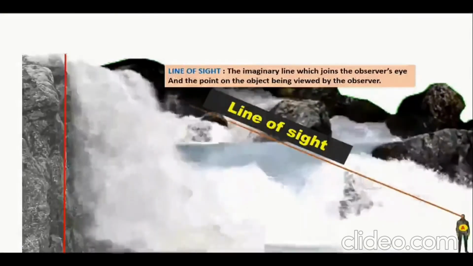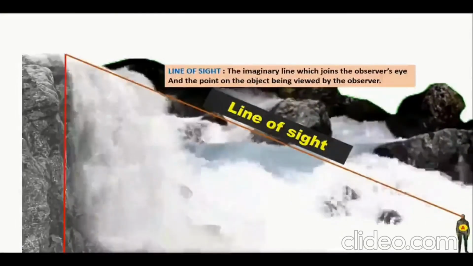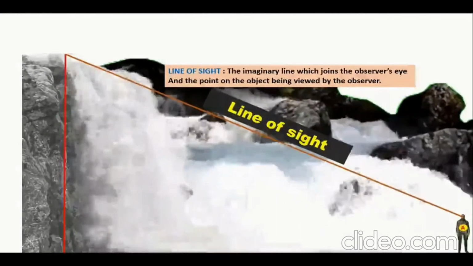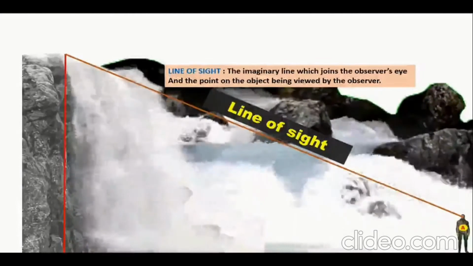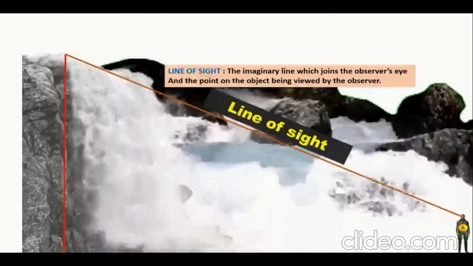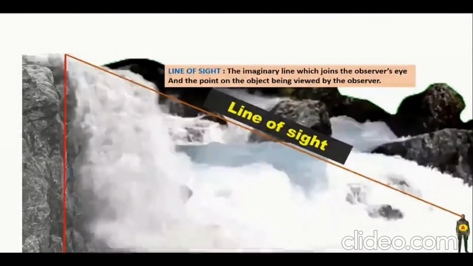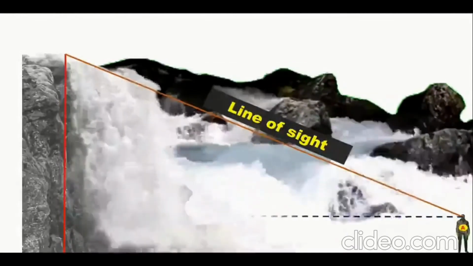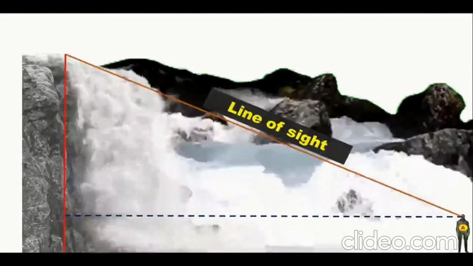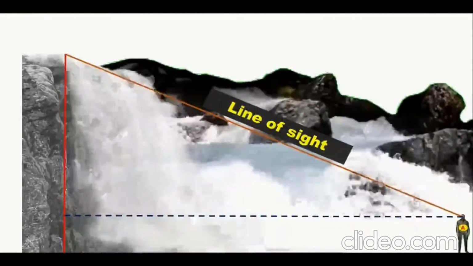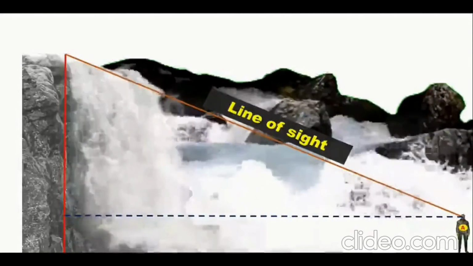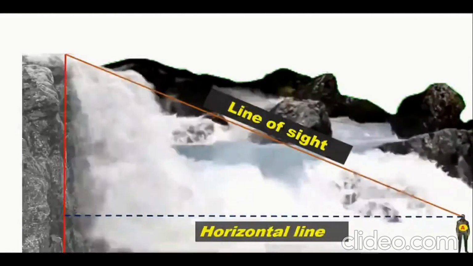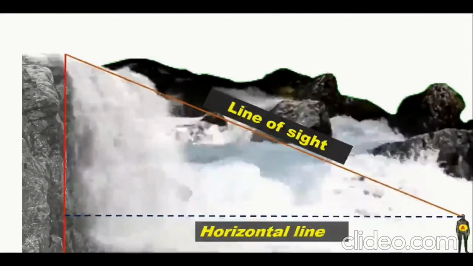Here one imaginary line is drawn, that is the line of sight. So what is line of sight? The imaginary line which joins the observer's eye and the point on the object being viewed by the observer. And one more imaginary line we need to draw, which joins the observer's eye to the base of the waterfall. I will give it as a dotted line. This is the imaginary line, and this line is called the horizontal line, and it is below the line of sight.